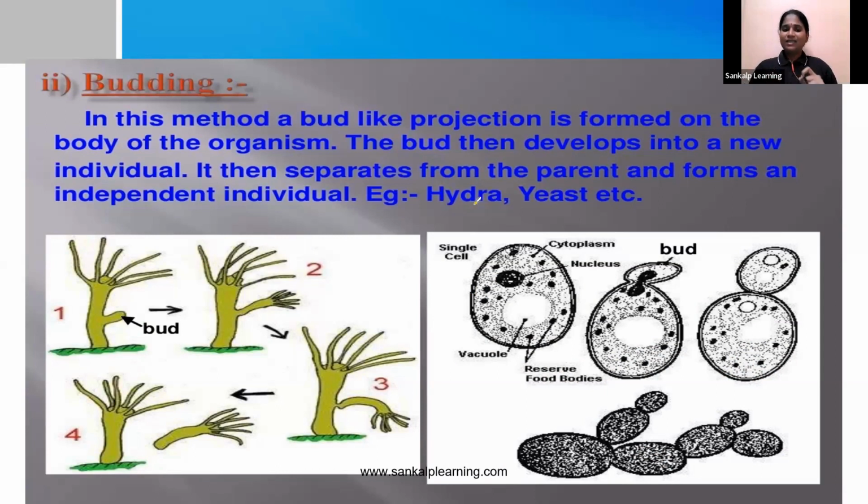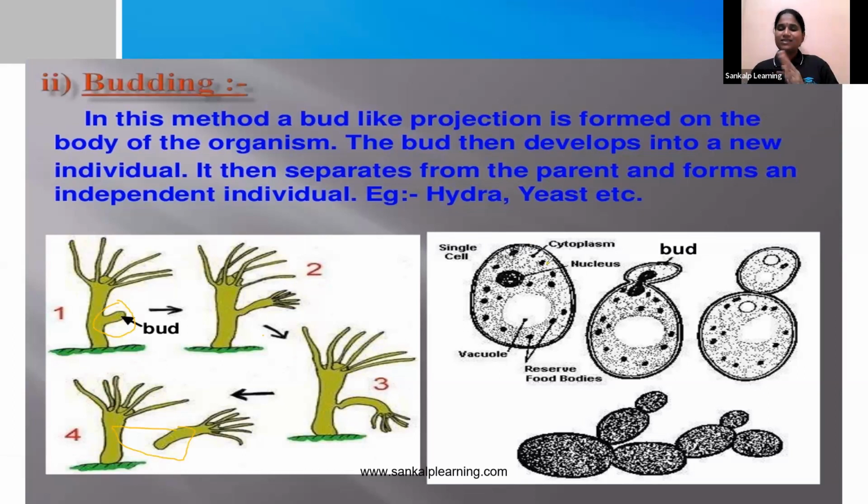Examples are hydra and yeast. Here you can see the hydra. A small bud is arising from the parental body. It is growing and also developing tentacles. Once it is completely developed, it detaches from the mother, that is, the parent organism.